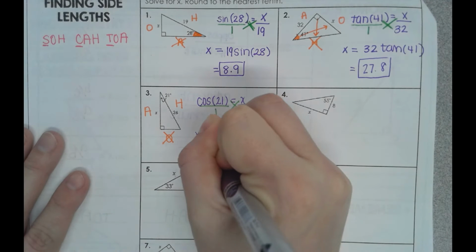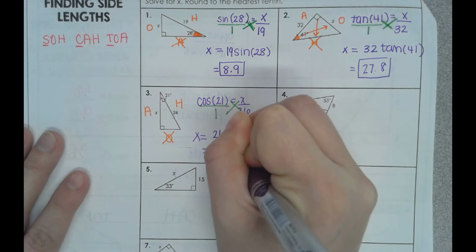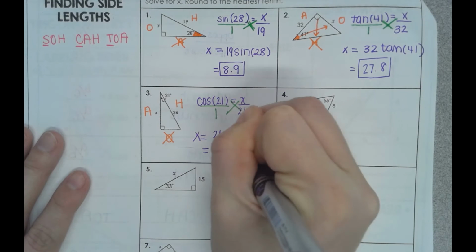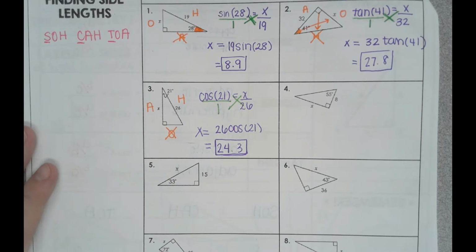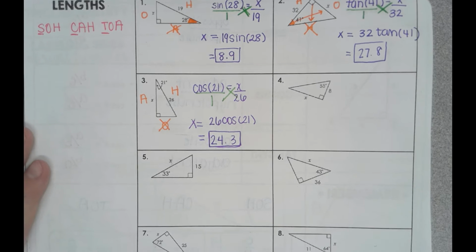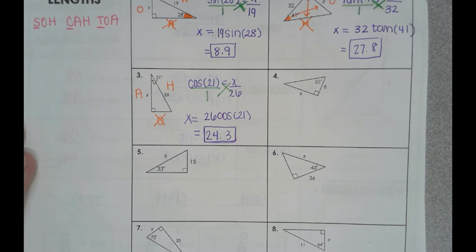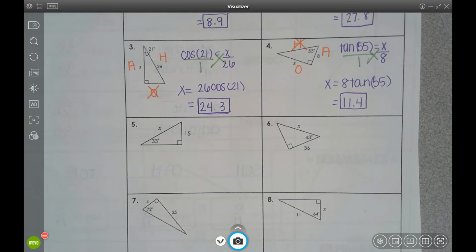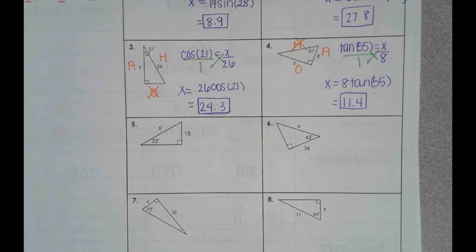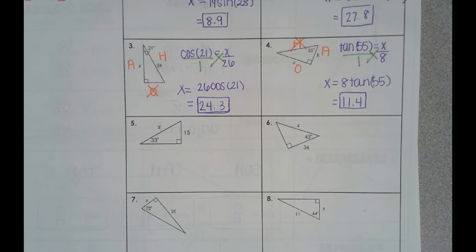And we get 24.3. Try number 4. All right, so number 4, you should have got 11.4 on that one.